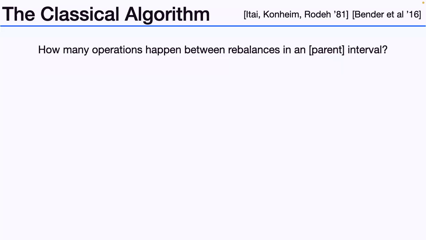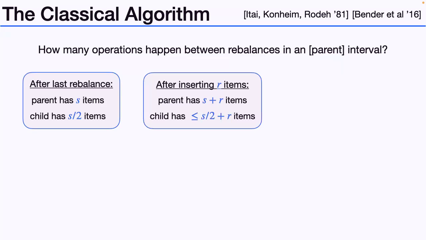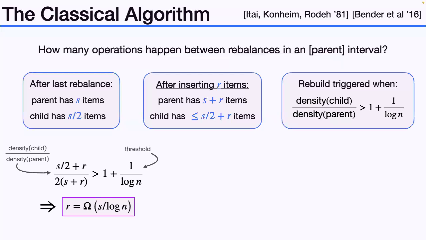Let's think if we did a rebuild, how many element insertions would it take until we have to do another? So after the last rebalance, the parent has some number of S items, the child has half as many because we spread them evenly. And then we inserted some number R of items in order to trigger another rebuild. And we know that because we rebuilt, this condition was violated, meaning the density of the child was greater than 1 plus 1 over log n times the density of the parent. So basically, we just plug that condition in with the variables I've given you.